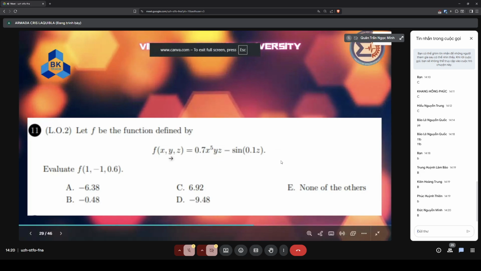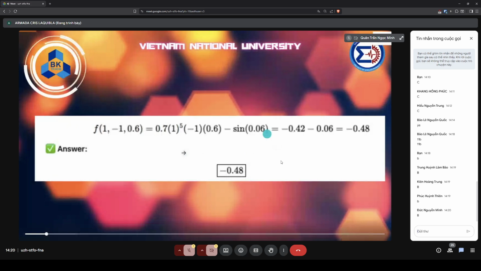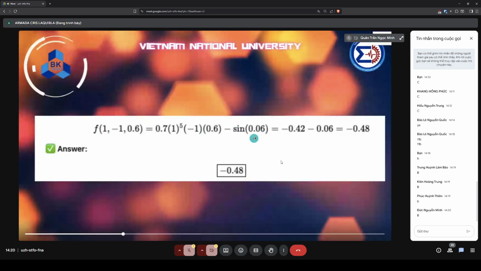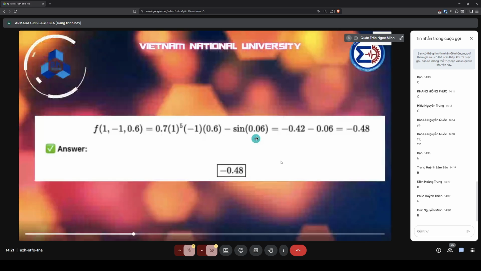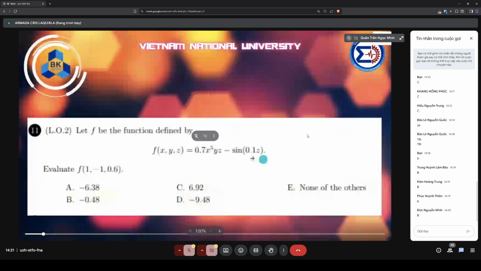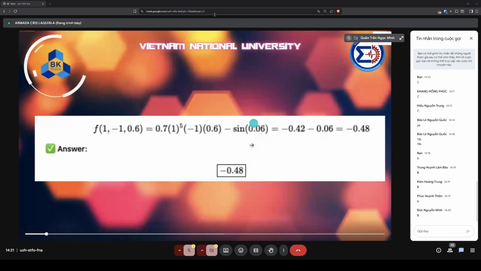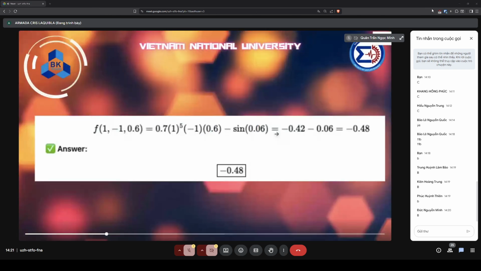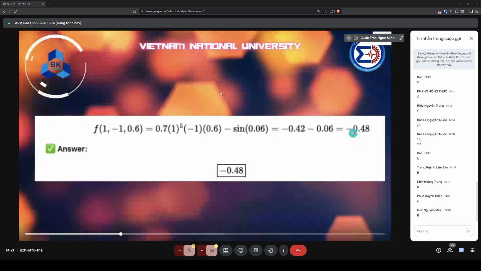Okay, so how to solve that one? Just substitute it there. 1 for your x, your y is -1, your z is 0.6, and then sine of it should be 0.1 times 0.6. 0.1 times 0.6 is 0.06. That is why it's here. Now you solve that in just one line. Your calculator will give you -0.48 there.